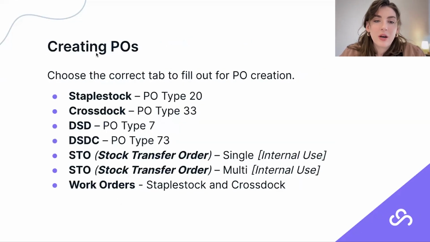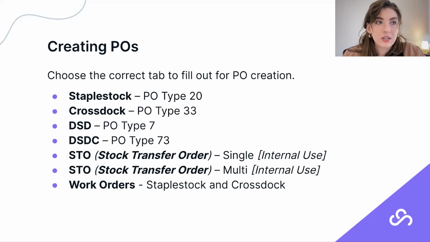So with creating POs, you'll want to make sure you select the correct tab for PO creation. Now, this is really short and simple here. If you don't understand what staple stock PO type 20 means, that's okay. I did say go download the distribution spreadsheet. Another quick read is our PO creation with Nova. That's actually an article on Supplier Wiki, and you can go in and understand what those mean. So we'll go through these really quickly.